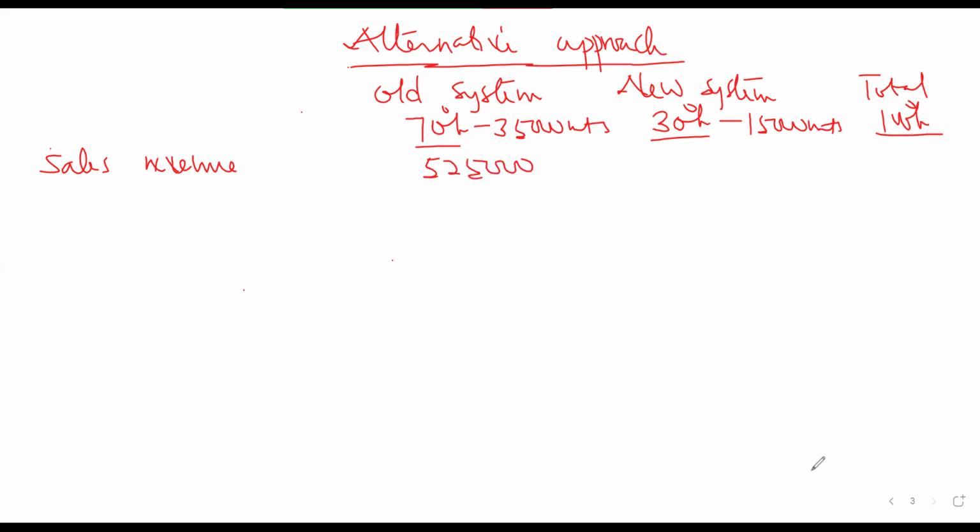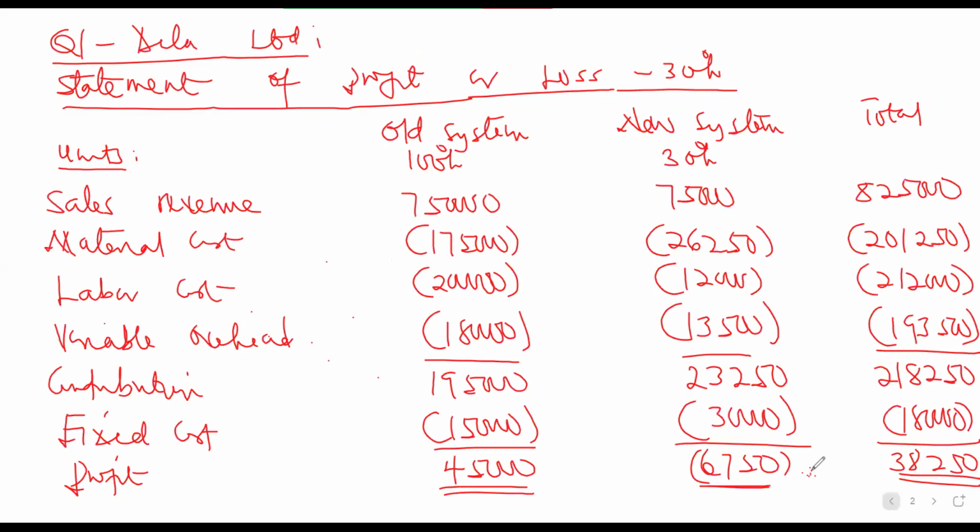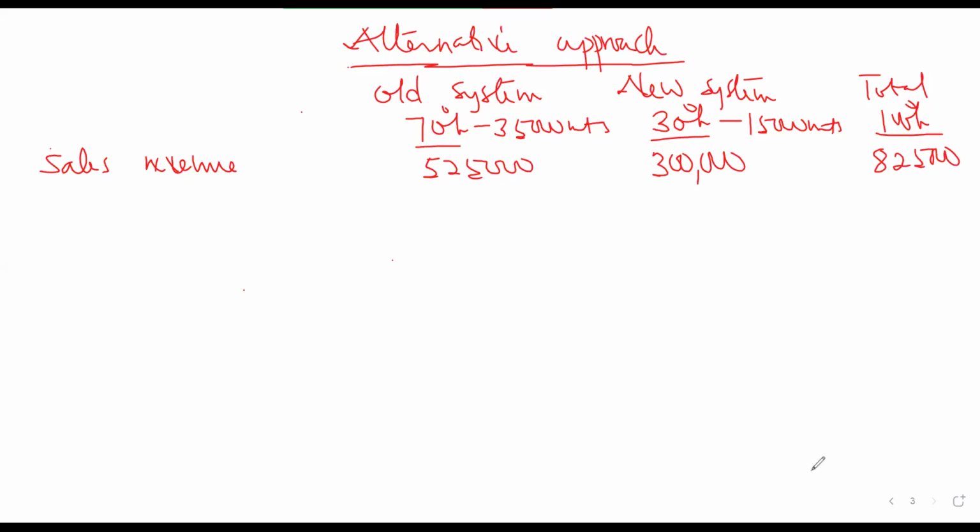15,000 passing through the new system will be sold at what? 20. If you sold at 20, I'm getting 300,000. And that will give us 825,000, which is the same as the figure that you're getting there, isn't it?